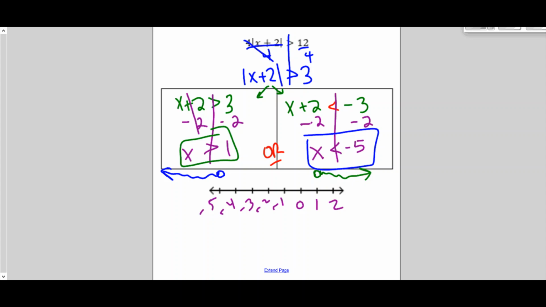Notice these two inequalities don't overlap. That's fine. Your solution region is just going to be the green line and the blue line. So this is your solution region. So nothing in between those two satisfies this.